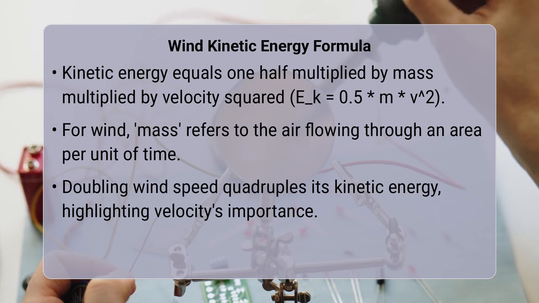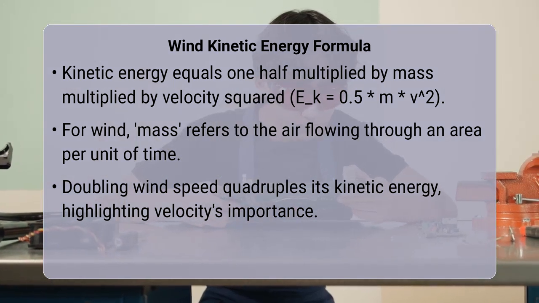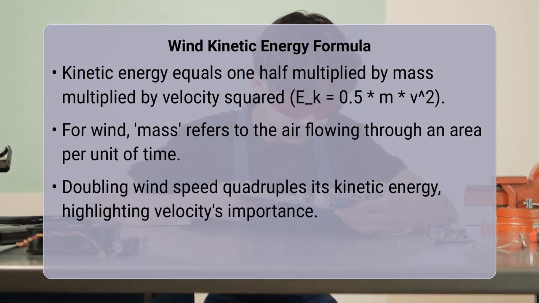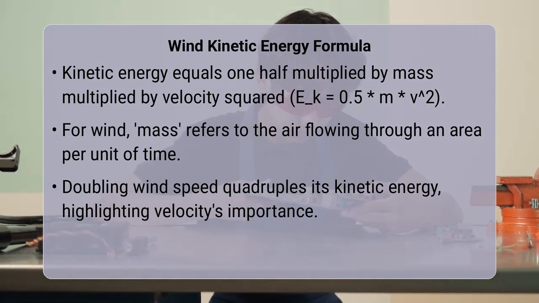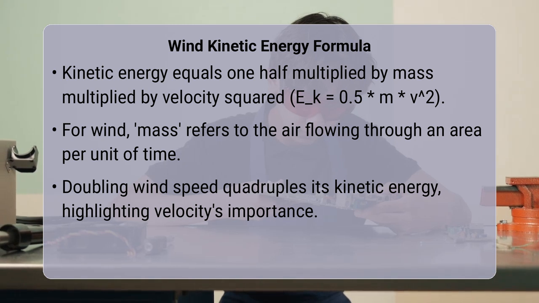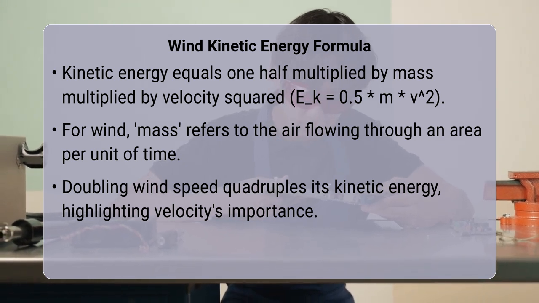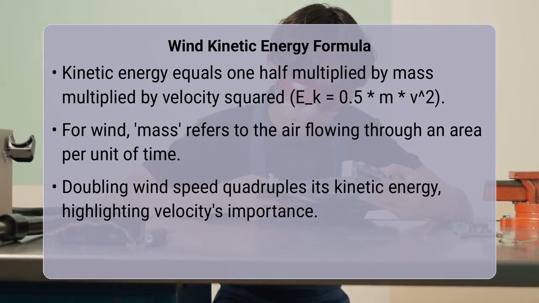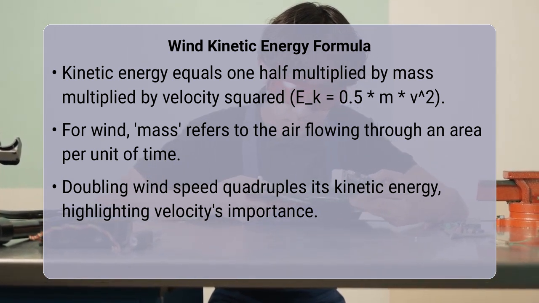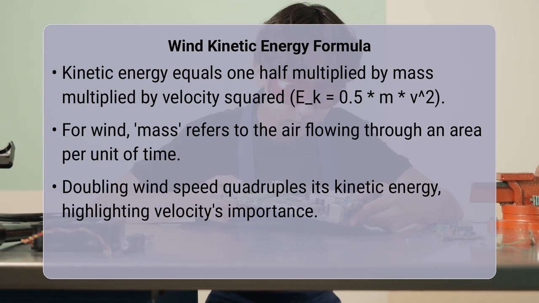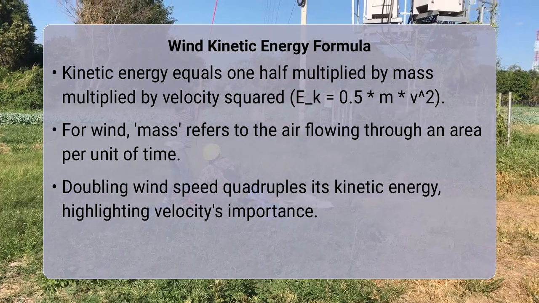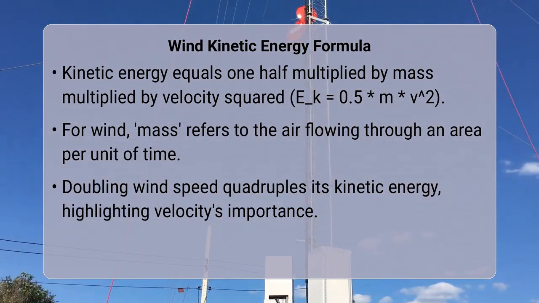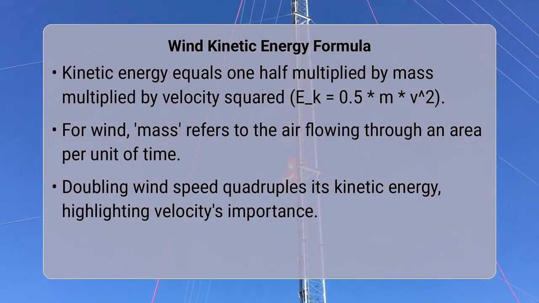Since the volume of air passing per second depends on the wind speed, the mass term effectively incorporates velocity, leading to the crucial cubic relationship for wind power. The formula for kinetic energy itself directly shows that doubling the wind speed quadruples the kinetic energy. To put this into practice, engineers use this kinetic energy formula and its derivative for power to estimate the potential energy that can be extracted from a given wind resource.